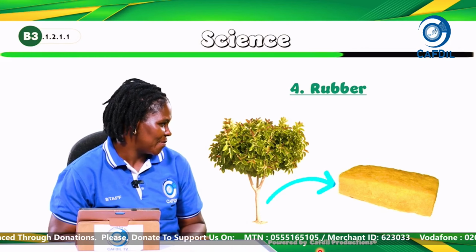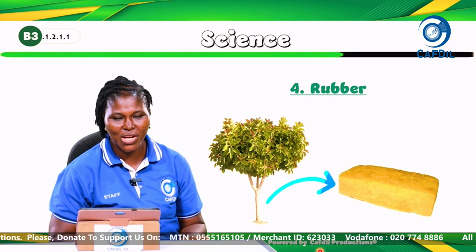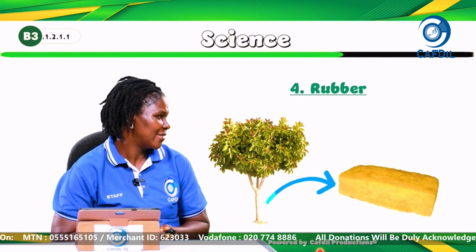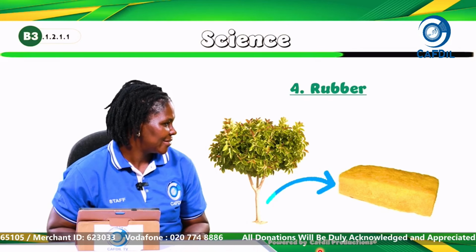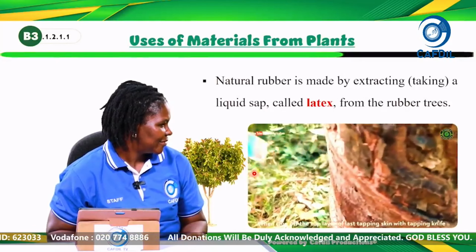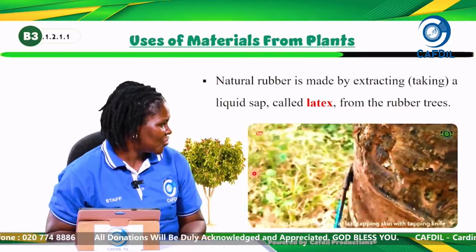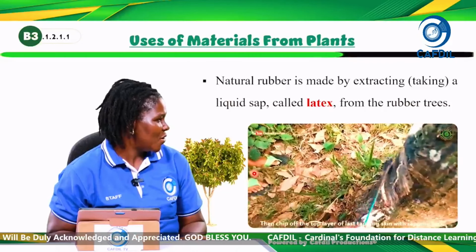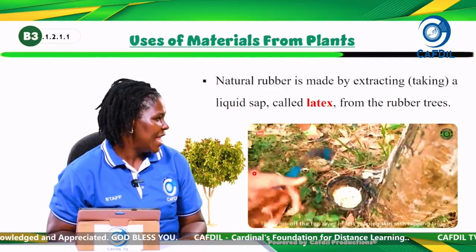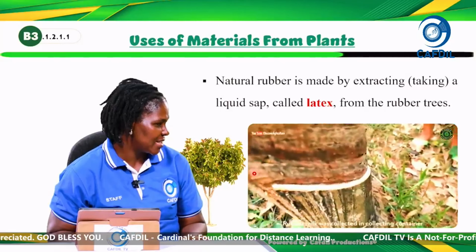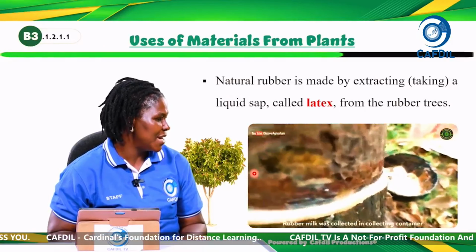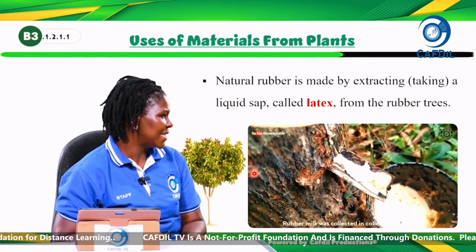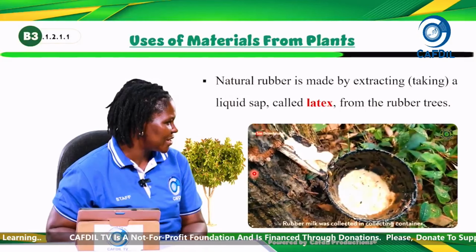Where do we get rubber from? The same plant. So you can see the arrow pointing from the tree to the rubber. So how do we get the rubber? Let's look at it. Now this is the rubber plant. Natural rubber is made by extracting, that is taking, a liquid sap called latex from the rubber trees. So this is how we get it.